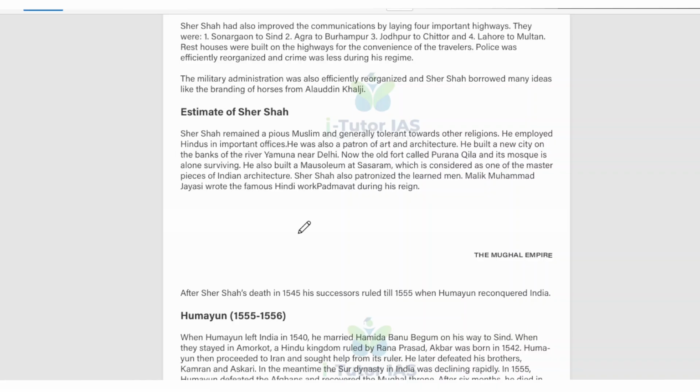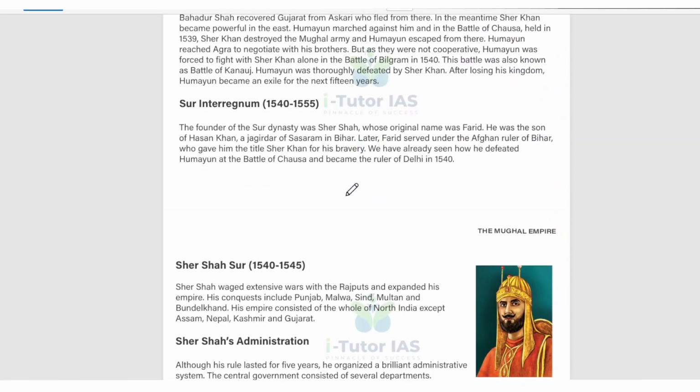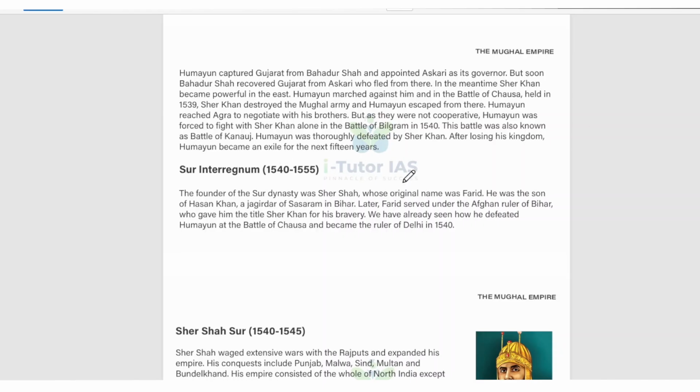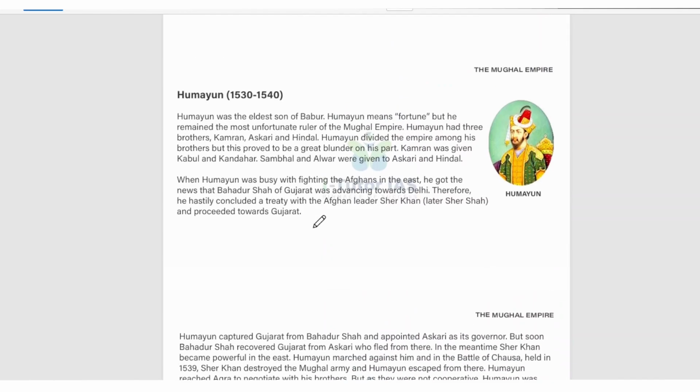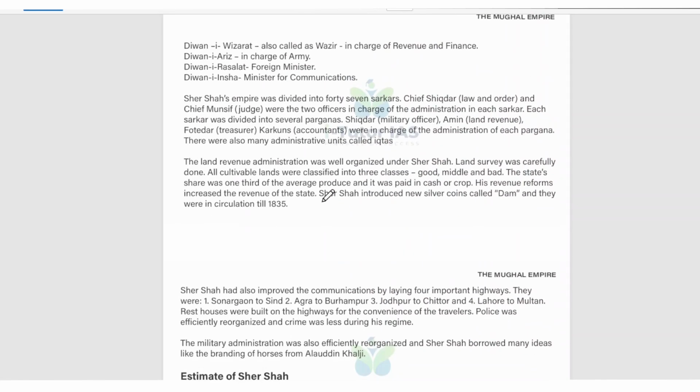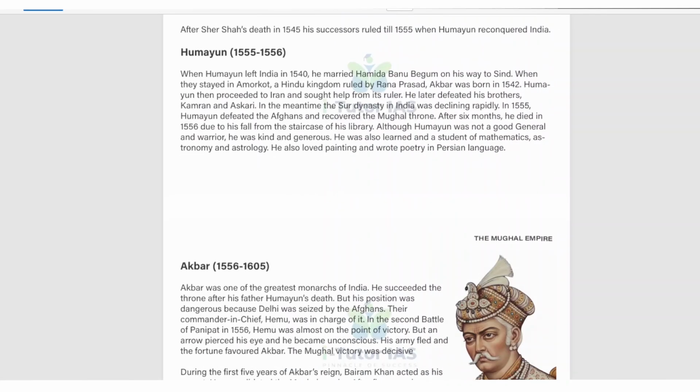Malik Muhammad Jayasi wrote the famous Hindi work Padmavat during his reign. After Sher Shah's death in 1545, his successors ruled till 1555 when Humayun reconquered India. So this is the in-between period of Humayun. From 1540 to 1555, in between, Sher Shah came here, and after that Humayun again ruled this area, around 1555 to 1556.